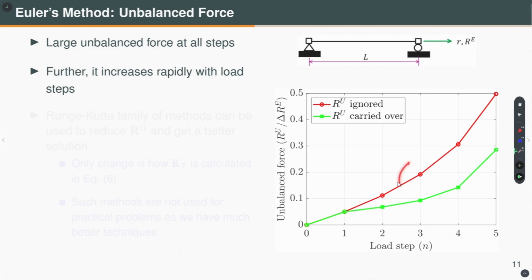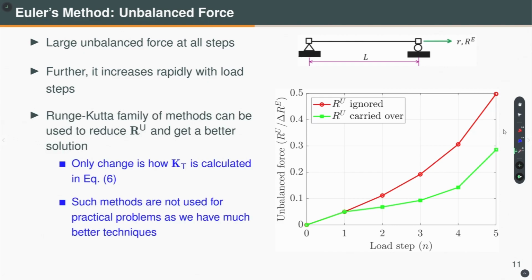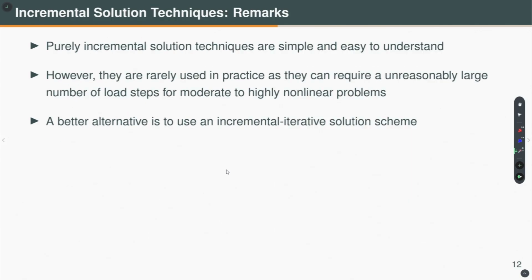This red is the unbalanced force vector which keeps growing with the load step when you ignore the RU. When you do not ignore the RU, then also it grows, but the rate is reduced. Another alternative is that one can use Runge-Kutta family of methods to reduce RU and get a better solution, where the only change is how KT is calculated. But such methods are not used for practical problems, as we have much better techniques such as the incremental iterative technique.